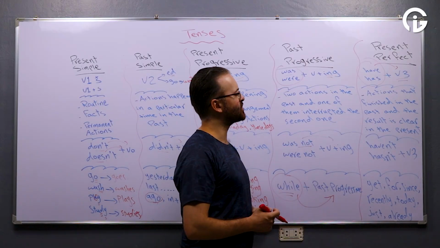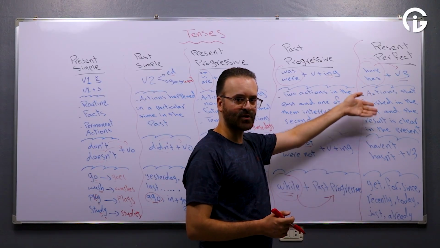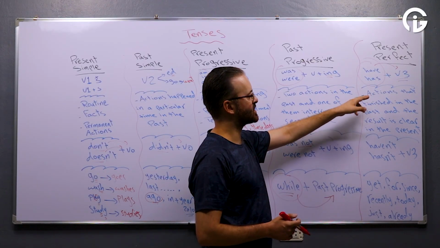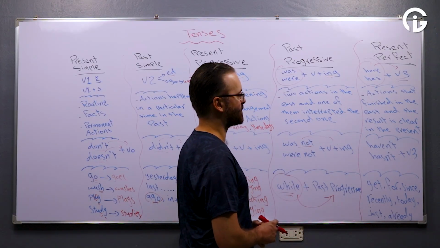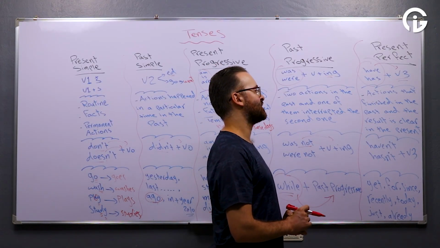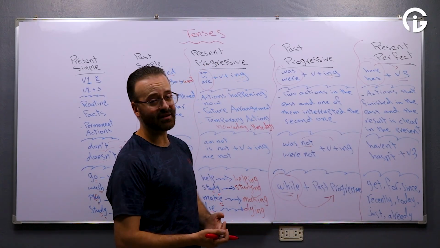The uses of the present perfect is clear. We use it to talk about more than one use, by the way. But here is the main one, which is actions that finished in the past and the result is clear in the present. أفعال انتهت في الماضي ونتيجتها واضحة في الحاضر.